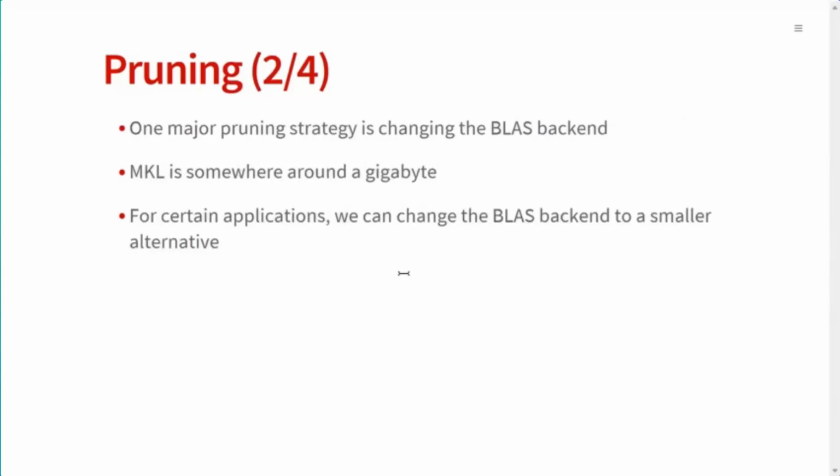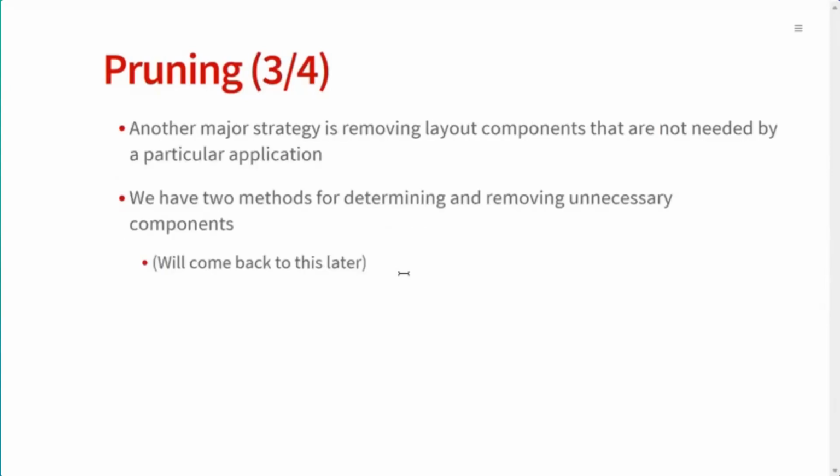One of the major strategies is changing the BLAS backend. MKL, that's one BLAS backend that we use, is around a gigabyte. But for certain applications, we can change that BLAS backend to a smaller alternative. Another thing is that we can remove layout components that aren't needed by a particular application.